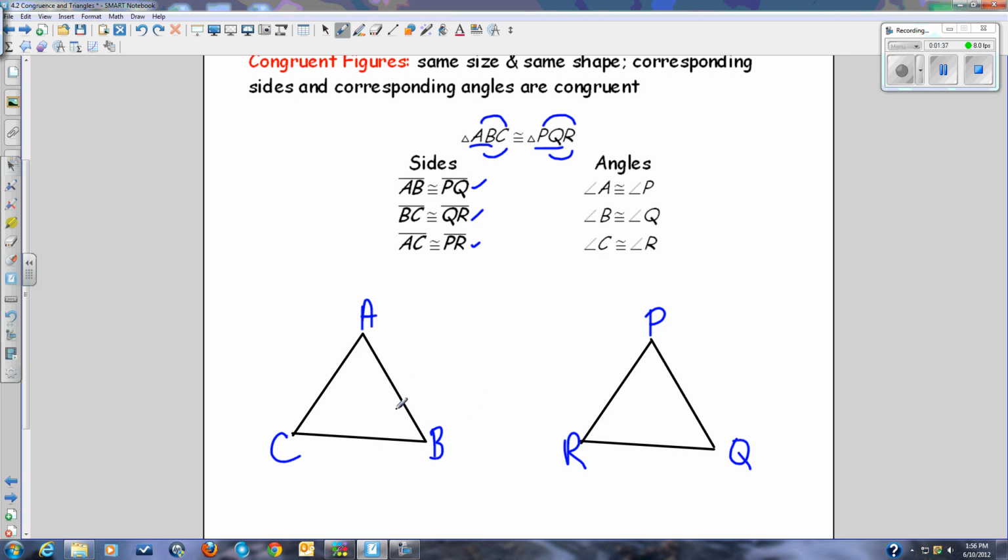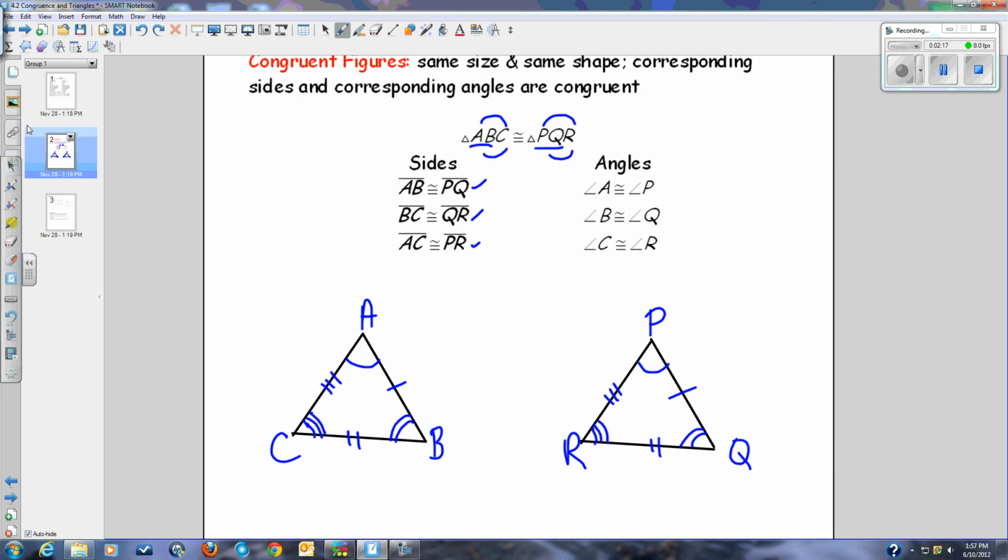So if we wanted to label these two triangles, we know angle A and angle P are congruent. Angle B and angle Q are congruent. Angle C and angle R are congruent. AB and PQ are congruent. BC and QR are congruent. And AC and PR are congruent. Let's move on to the next page.